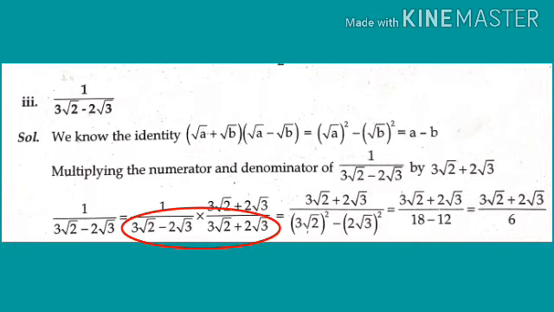That is equal to 3 root 2 whole square minus 2 root 3 whole square. That is equal to 3 root 2 plus 2 root 3 by, 3 root 2 whole square value is equal to 18, 2 root 3 whole square value is equal to 12. That is equal to 3 root 2 plus 2 root 3 by 18 minus 12, which is equal to 6.